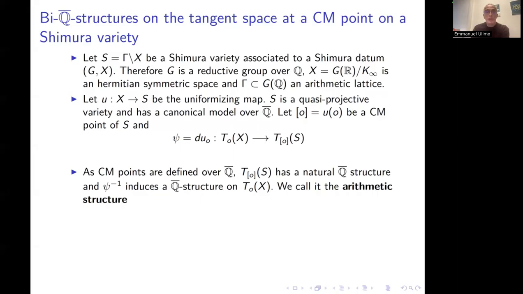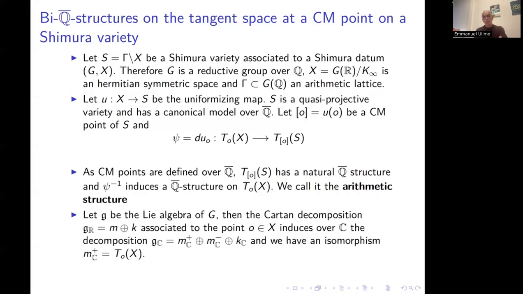So there is a second structure. There are several ways of producing it, but the way you construct Hermitian symmetric spaces, or even symmetric spaces, is to say that you look at the Cartan decomposition associated to a point of your symmetric space. Somehow your symmetric space is parameterizing all the possible such Cartan decompositions. But this, okay, is a real Cartan decomposition.